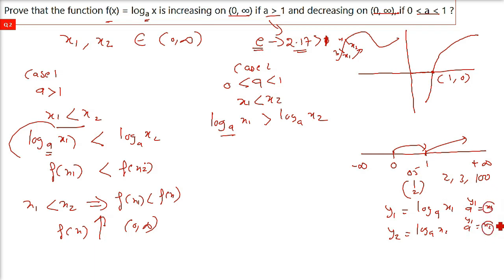So x1 is less than x2. What will y be? Whether y1 is less than y2 or y1 is greater than y2. I'm taking a random number, a as 0.5, just to show you why it is greater. So 0.5 to the power y1 and 0.5 to the power y2 are equal to x1 and x2. Say x1 is 3, x2 is 4, and 3 is less than 4. Now, is y1 greater than y2, or is y2 greater than y1?